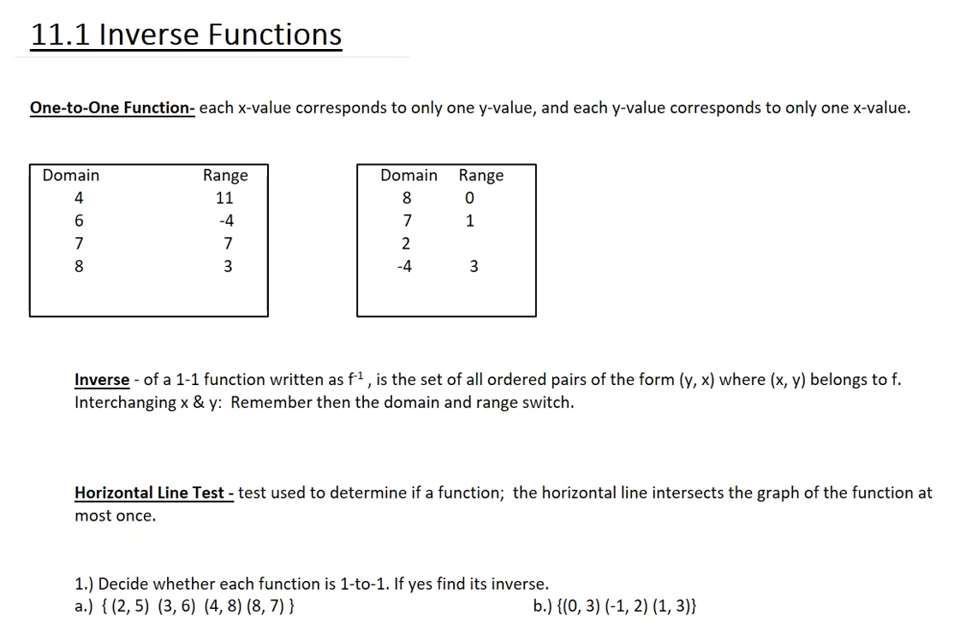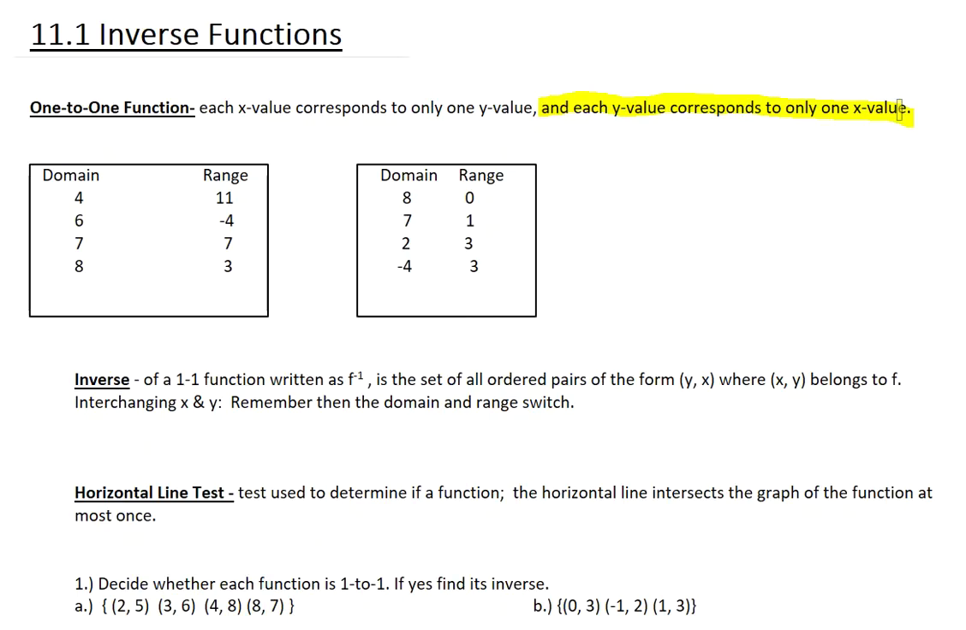If we look at the definition of one-to-one function, you will see that it says each x value corresponds to only one y value, and each y value corresponds to only one x value. So it's very similar to a function, except it has this added part. Not only are we looking for duplicates of x, but now we're looking for duplicates of y, because it needs to have a one-to-one correspondence.